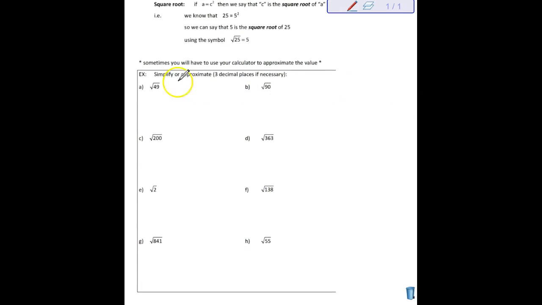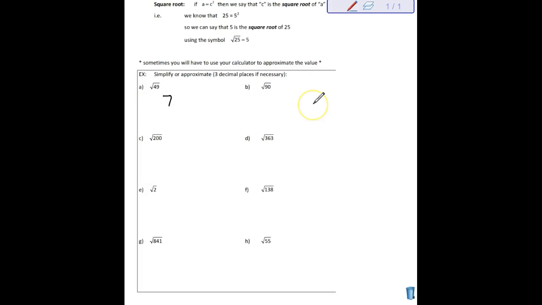So let's take a look here. It says simplify or approximate to 3 decimal places if necessary. So let's take a look at square root of 49. Do you know what the square root of 49 is? I.e., is there a number when I multiply it times itself that gives me 49? Sure, that's 7, because 49 is a perfect square number.